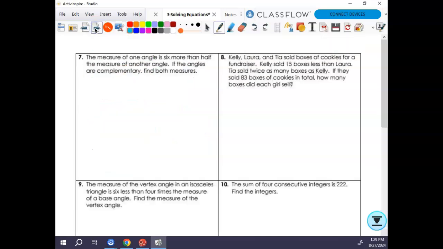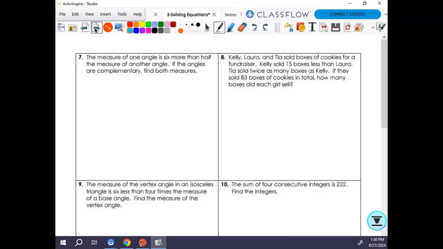Let's look at 7. The measure of one angle is 6 more than half the measure of another angle. So again, we got 2 angles, so I'd probably use X and Y. If the angles are complementary, find both measures. Tell me a word in that problem that you don't know. It's probably going to make me cry. What does it mean for angles to be complementary?